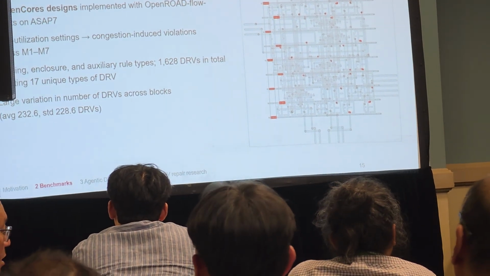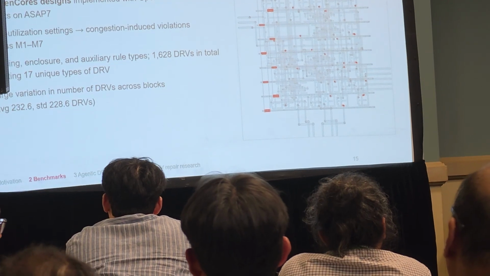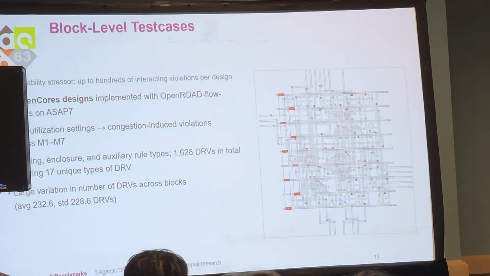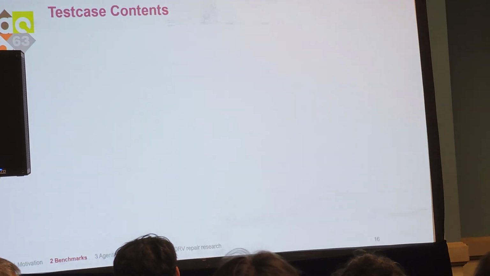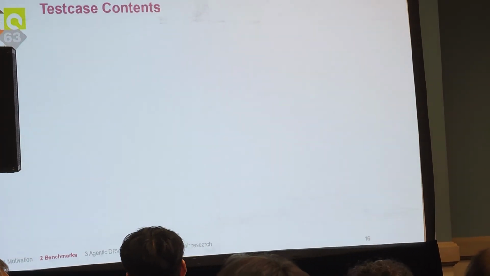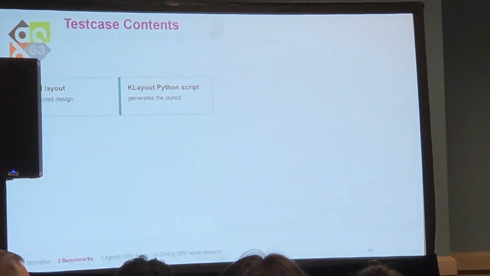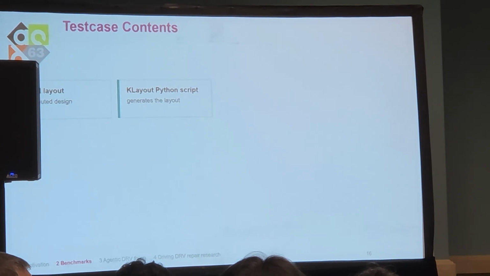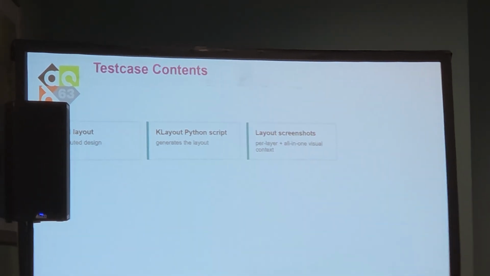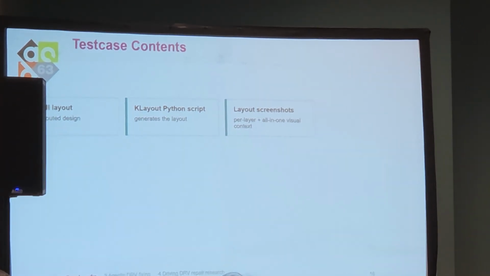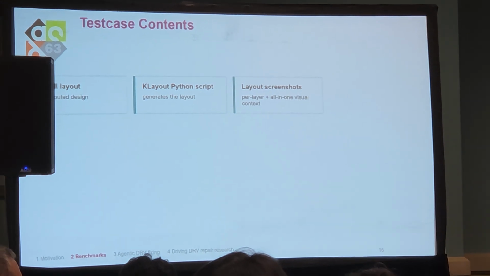This is where we notice that a simple agent prompt starts breaking down, as you will see in our baseline results using these benchmarks. So each test case itself ships like a human engineer would evaluate. So what are the artifacts that come with each test case? Each test case has a GDS2 layout, a KLayout Python script that represents that layout. It has layer-wise screenshots and combined screenshots for visual context for the test case.